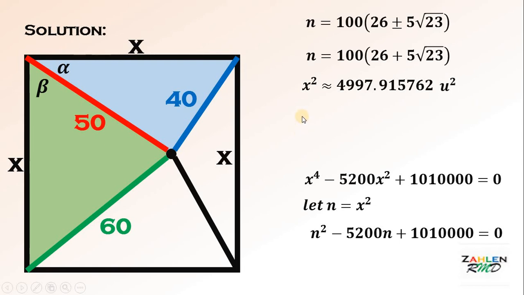Now don't forget our goal. Our goal is to find the length of the side of the square, not the area of the square. Now to find the length of the side of this square, what we're going to do is to get the square root of the area. The square root of the area is simply the square root of 100 multiplied by 26 plus 5 square root of 23, which is equal to 10 multiplied by the square root of 26 plus 5 square root of 23. This is the length of the side of the square, and it is approximately equal to 70.7. And don't forget the unit, we have units. And we're done.